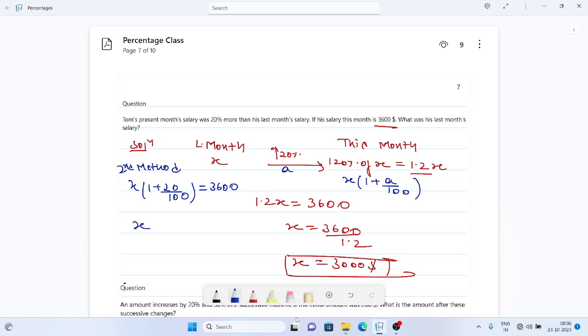So this becomes x plus 20x by 100 equal to 3600. So this is 120x by 100 equal to 3600. Now from here you solve again. So this is the easy method, I think, instead of the formula. You can prefer whichever method you like. Okay, so please note it down, then we move forward.